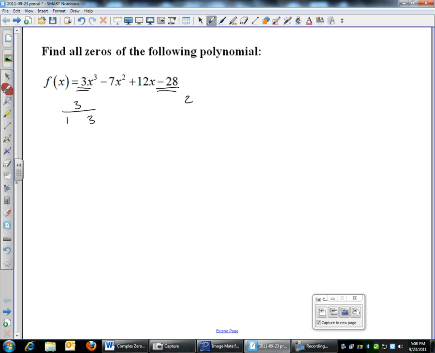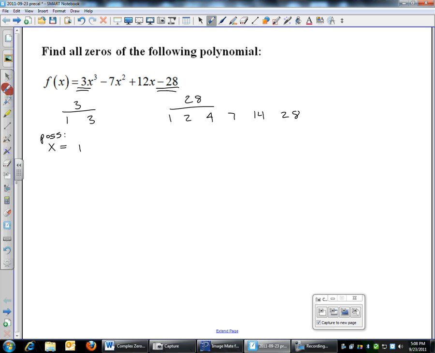Factors of 28 are 1, 2, 4, 7, 14, and 28. So I'd start by listing all the possible roots. The possibilities are factors of 28 over factors of 3.